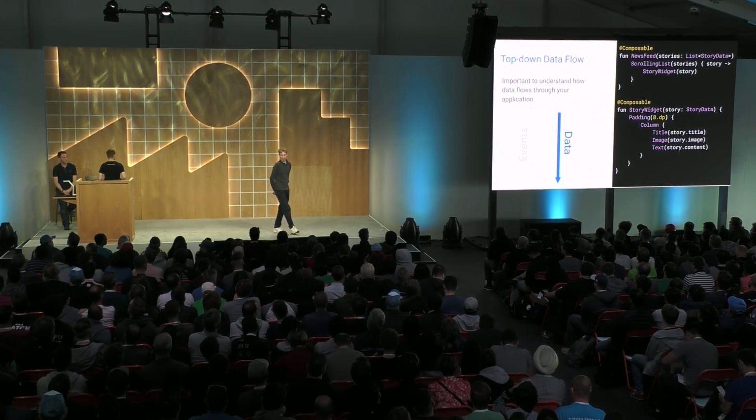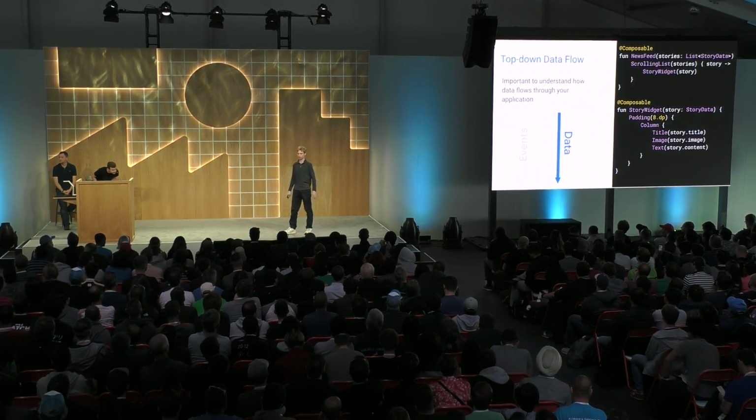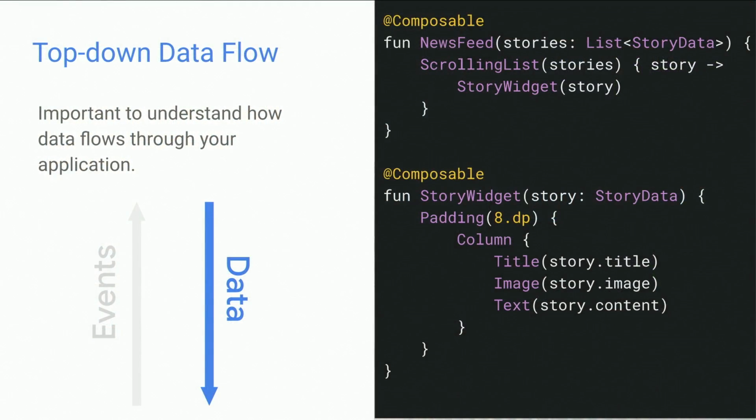When you're generalizing your code like that, it's really important to break it up into multiple composable functions and understand how the data flows through your application. The application passes data, in this case a list of stories, into the newsfeed. The newsfeed is then going to iterate over this list of stories, extracting each of the pieces of story data from the list and passing one story data to each story widget. The story widget then reads the title, the image, and the content from the story data.